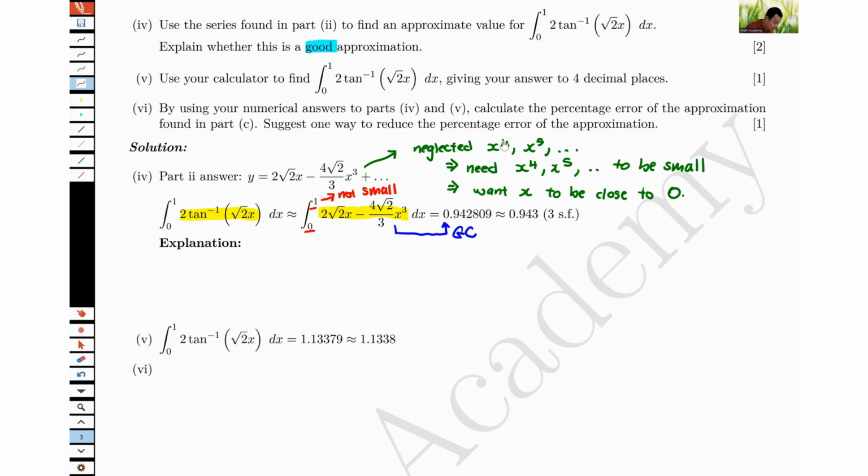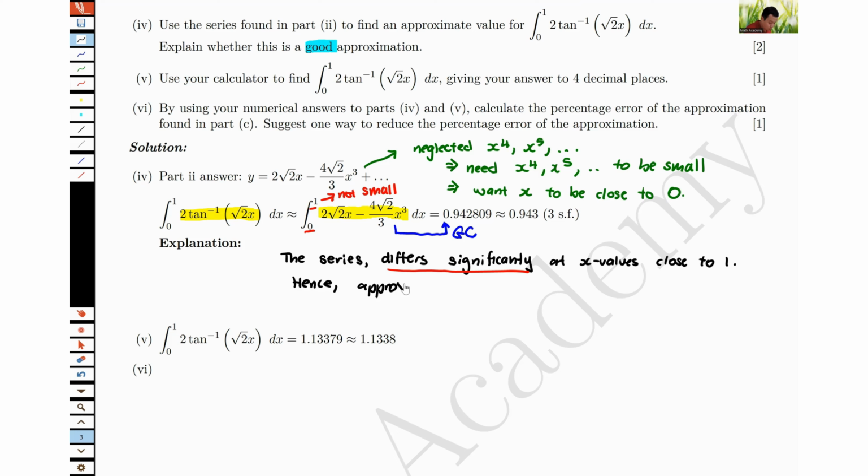Okay, so to explain, we want to say the following. We let them know that the series refers to the expansion. My series will differ significantly. Use this phrase, differs significantly, at x values close to 1. We are letting them know that our integration has an issue close to 1. Then you can say, hence, approximation is no good.